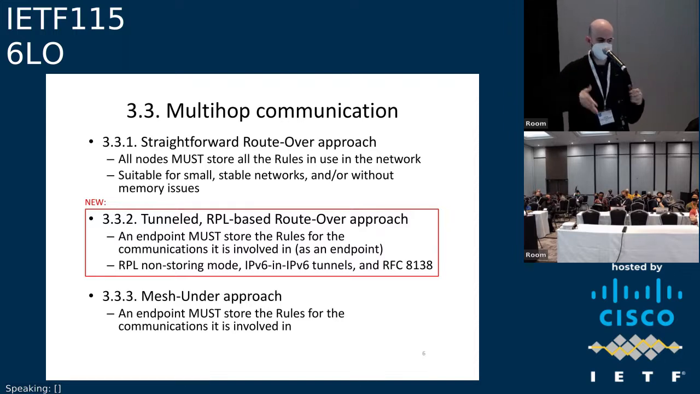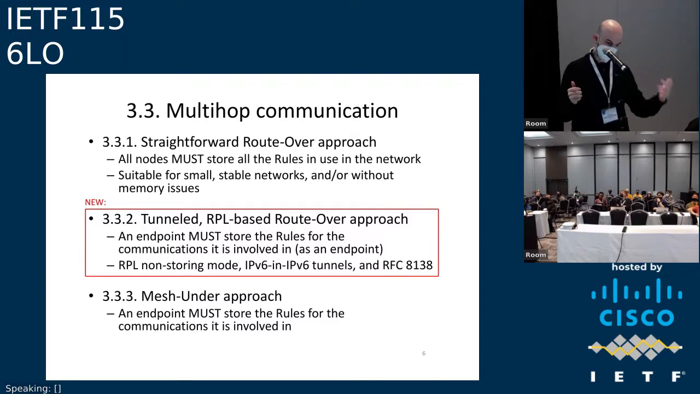That's because a node could be in the middle, an intermediate node, which might need to decompress and compress again. However, while this is good in terms of header overhead, this is probably more suitable for small stable networks, or perhaps nodes without memory issues.